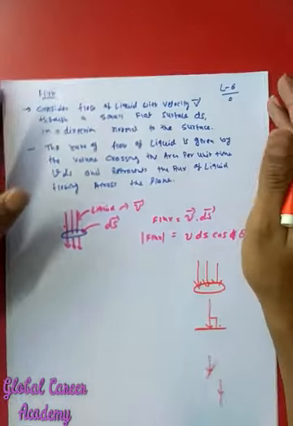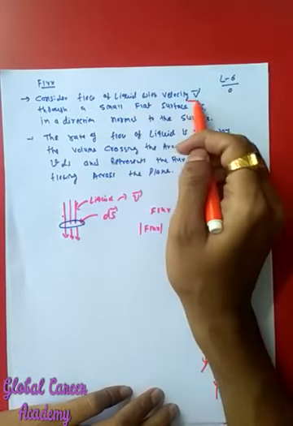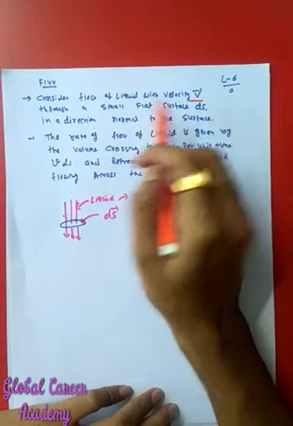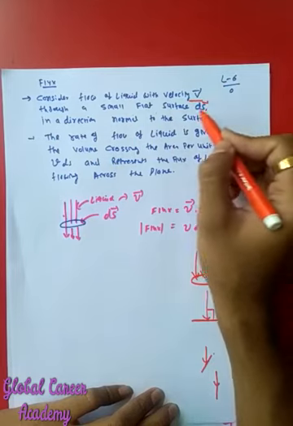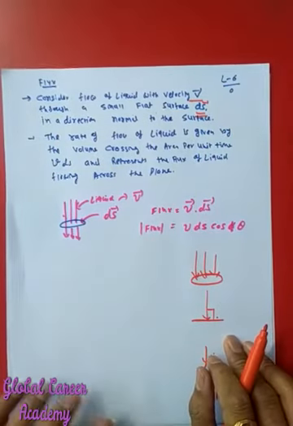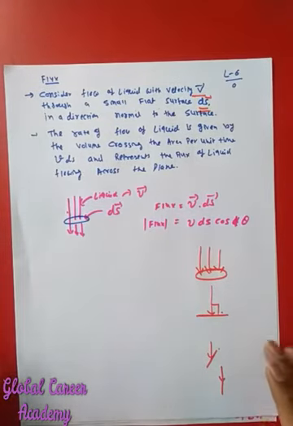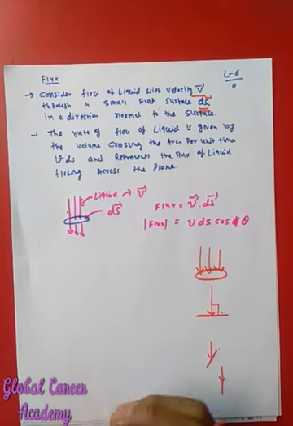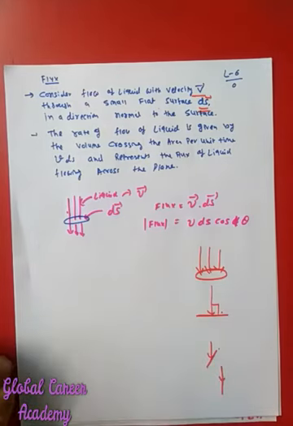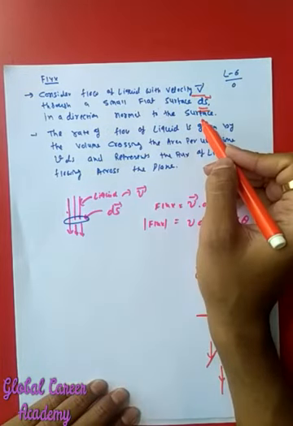Consider the flow of liquid with velocity v, which is a vector quantity, through a small flat surface ds. Over here, ds is also a vector quantity. Until now you might have seen area element; area is also a vector quantity. So both are kept normal to the surface.